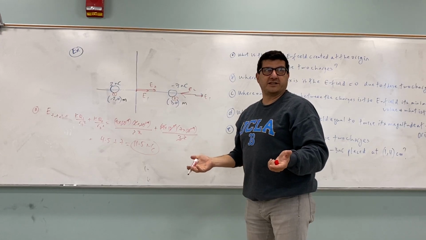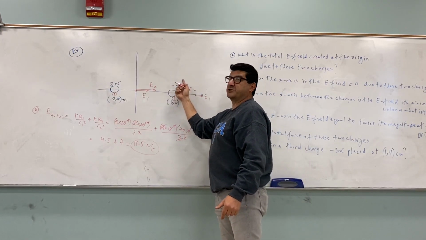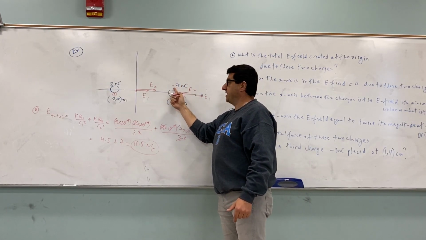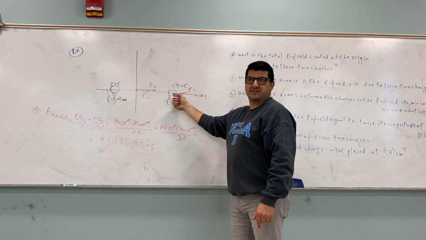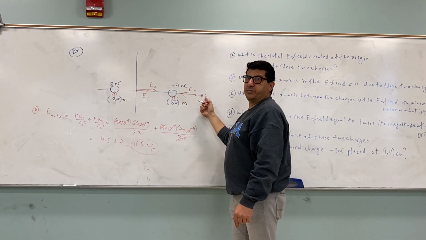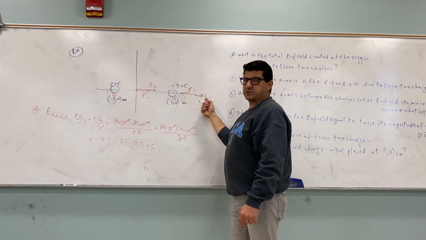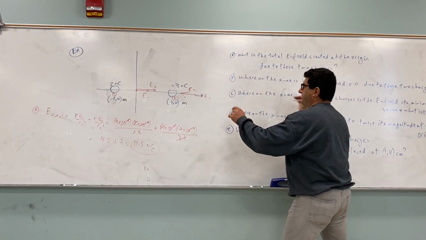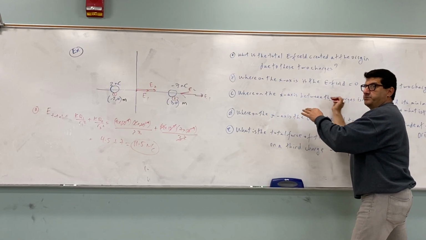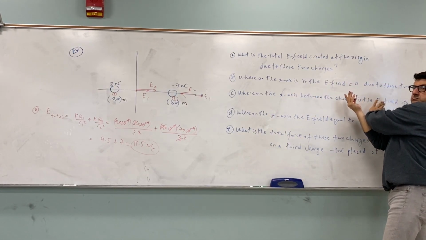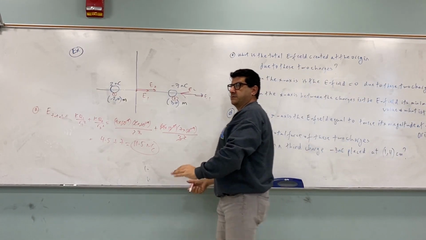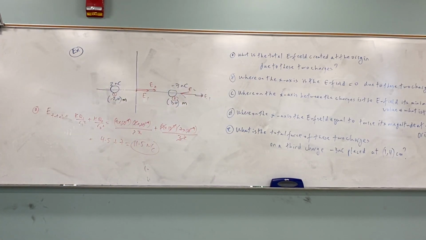E2 is always stronger, right? Because it's also a bigger charge, right? And you're closer to it. So if E2 is always going to be bigger than E1, that means over here the electric field will always point that way. It will never switch on you. So it's always going to be to the left, and it's going to keep getting weaker. Okay?